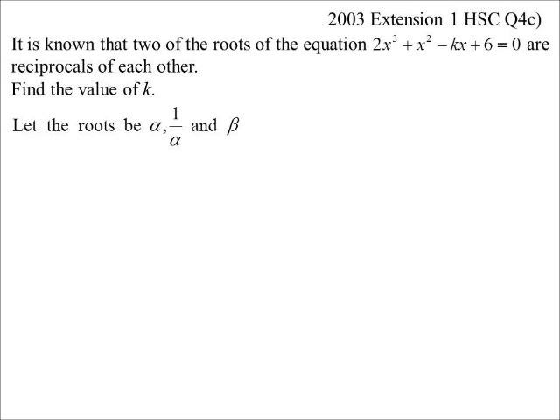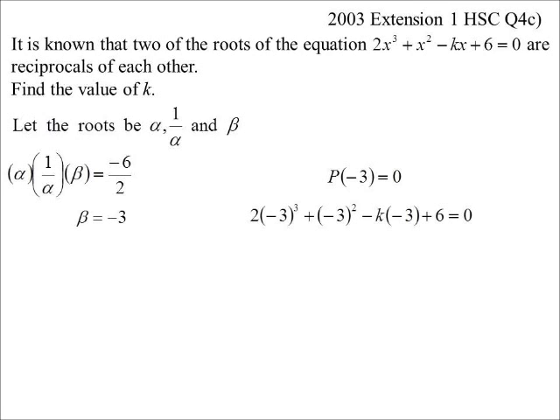I can work out beta straight away if I play with the product of the roots, because that's the beautiful thing about reciprocals. When you multiply them together, you get 1. So I now know one of the roots is negative 3. That gives me 2 ways I could find k. I could use the factor theorem: sub in negative 3, it should give me 0, and eventually, there it is, k is 13.